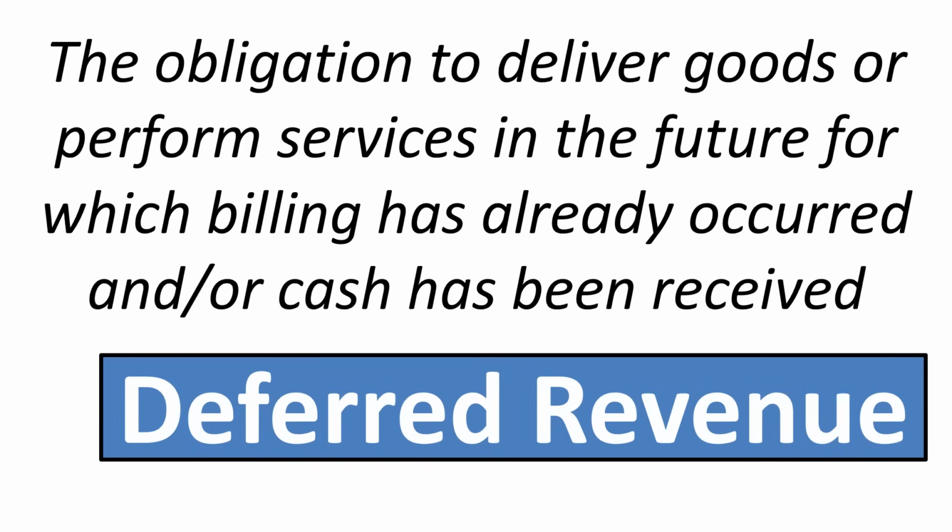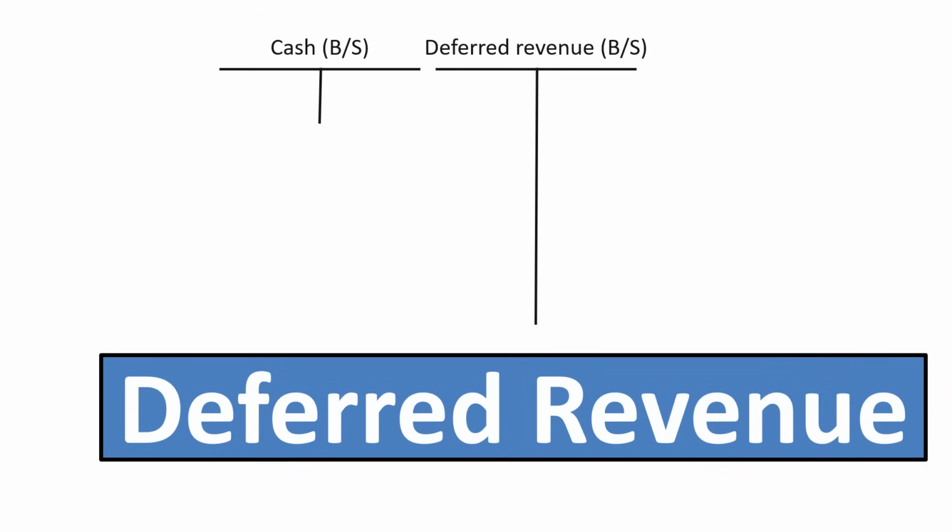An example of deferred revenue is an upfront payment by a customer for a gym membership, insurance, or a service contract, each of which could cover several months or even years. From the customer's perspective, this is a prepaid expense. From the company's perspective, this is treated as deferred revenue. The customer pays the full amount of the contract upfront. Debit cash on the asset side of the balance sheet, credit deferred revenue on the liability side of the balance sheet.